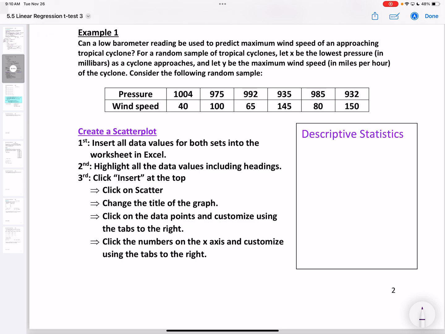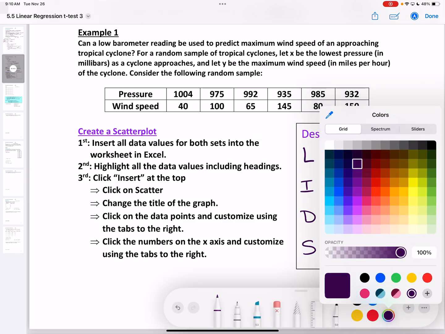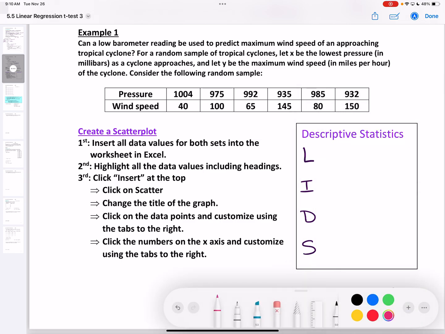So the descriptive statistics you report for a scatter plot, Miss Whitaker taught you the acronym LIDS, okay? L-I-D and S. So what does the L stand for? Well, it's actually one of our conditions we have to check. We have to look to see, is it linear? Okay. The next one, the I, stands for influential points.